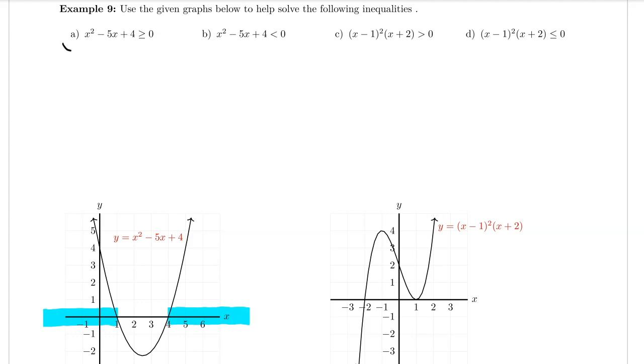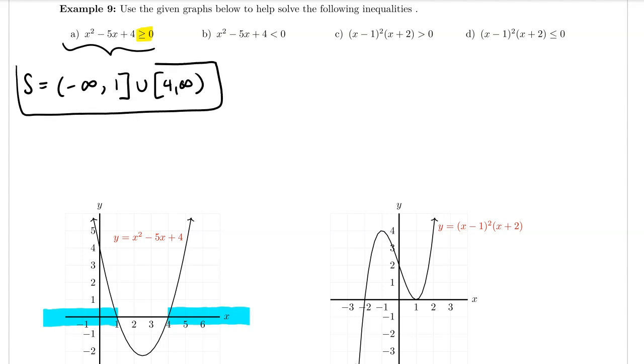So for part A, our solution set is going to equal negative infinity to positive 1, and then we're going to have a bracket since we want to know when it's greater than or equal to 0, and then union bracket 4 to infinity parenthesis. Remember that positive and negative infinity will always have parentheses on them in interval notation.